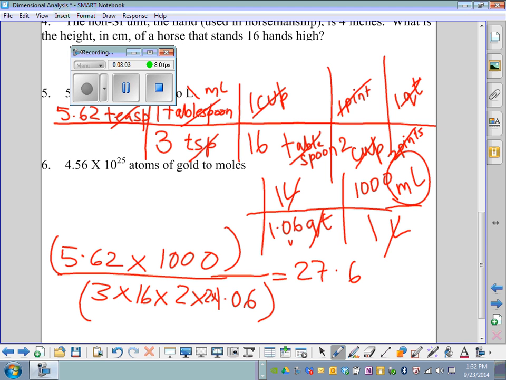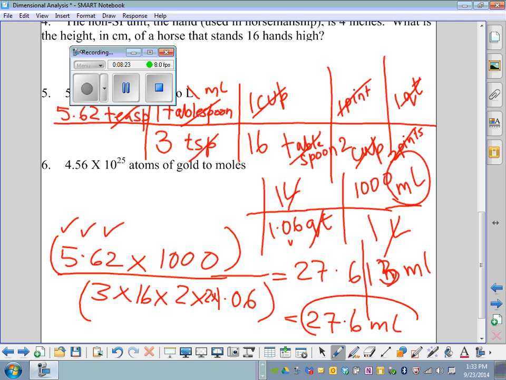27.6. Is everybody getting this? 0.6. More numbers? 0.61. It's all in milliliters. Is that right? How many sig figs must I report my answer to? How many sig figs do I have? 3 sig figs. So I will chop off here. Is that right? So my final answer is 27.6 milliliters.